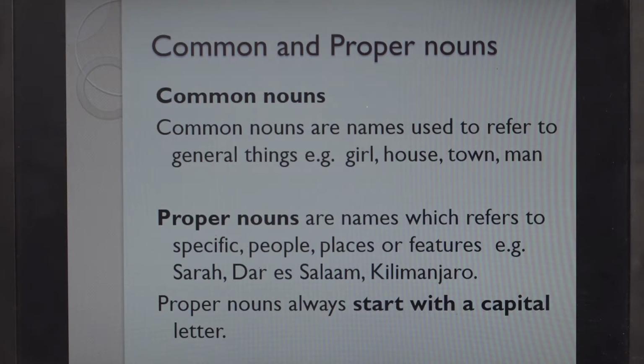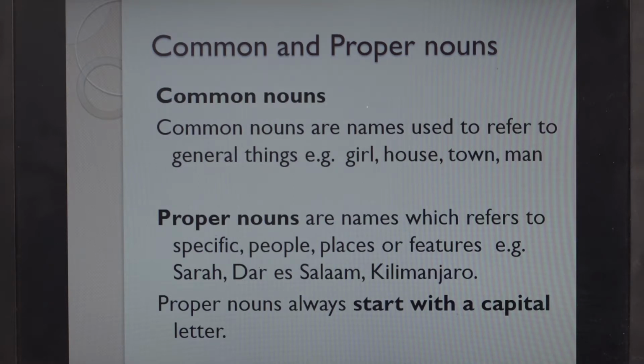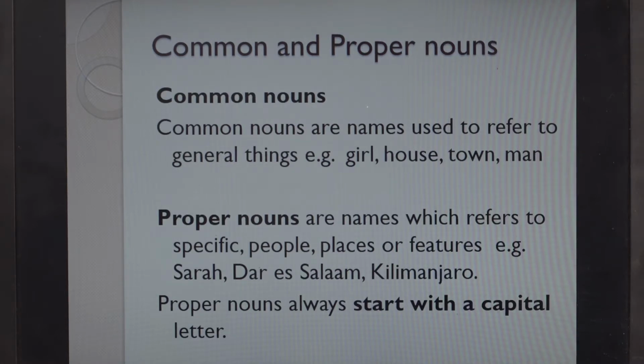Meanwhile, a proper noun is a name which refers to a specific person, place, or feature. For example, the common noun girl will have a proper noun like Sarah because it is now a specific person that we are talking about. What about town? We have Dar es Salaam. This is a particular town that we are talking about, and so it is a proper noun. So you should note that proper nouns always start with capital letters.